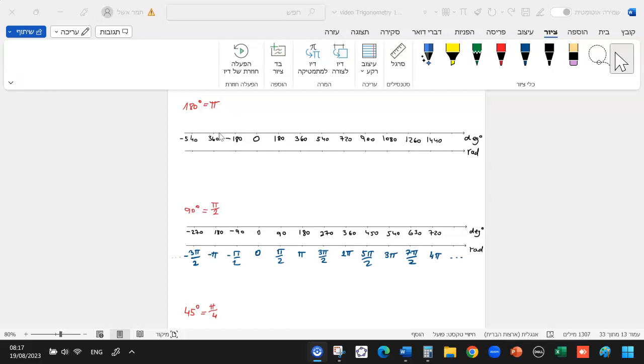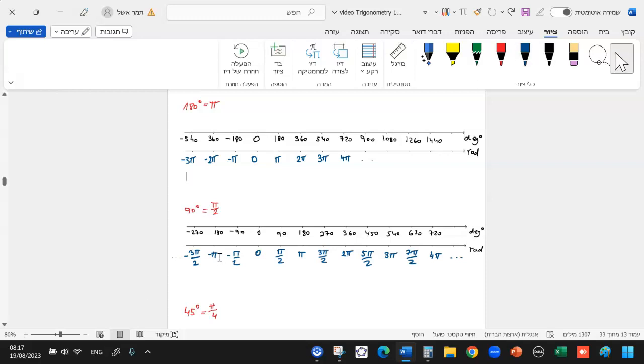We will look at different scales. The first one is 180 degrees, which is pi radians. So 0 is 0, 180 degrees is pi, and 360 is 2 pi, and so on, 3 pi, 4 pi, and so on. We can also go to the negative direction and get minus pi, minus 2 pi, minus 3 pi, and so on until minus infinity and plus infinity.